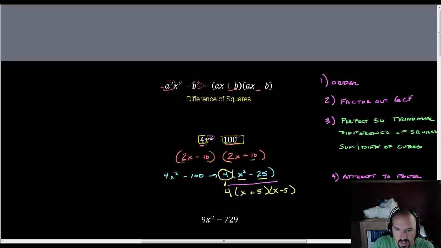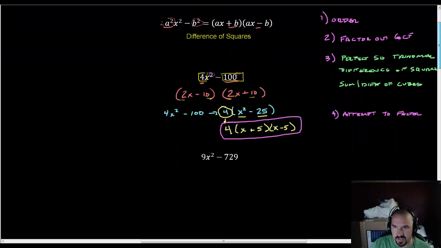All done. The end. To do this for real, I would have to go through and check x plus 5 and x minus 5 to see if they themselves are factorable again. But they're not, so I'm just letting it go. All right, let's do another one. Remember your 4 steps. We're going to do that on this one here.